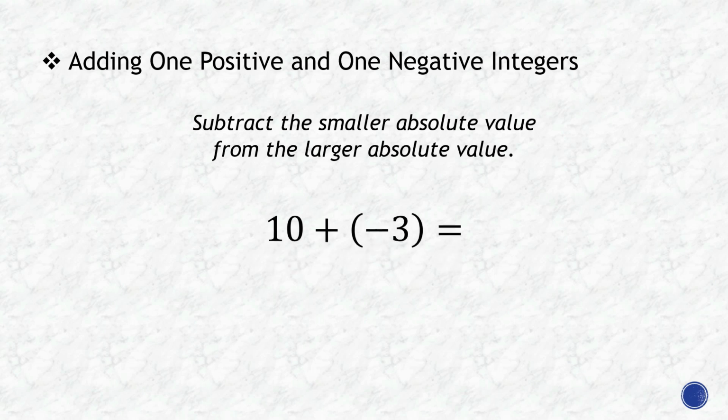So for example here, consider the 10 and 3. Forget about the sign. So 10 and 3. The larger number is positive, so the answer will be positive. What are we going to do? Subtract. So what's 10 minus 3? The answer will be 7. So the answer is positive 7. Okay?